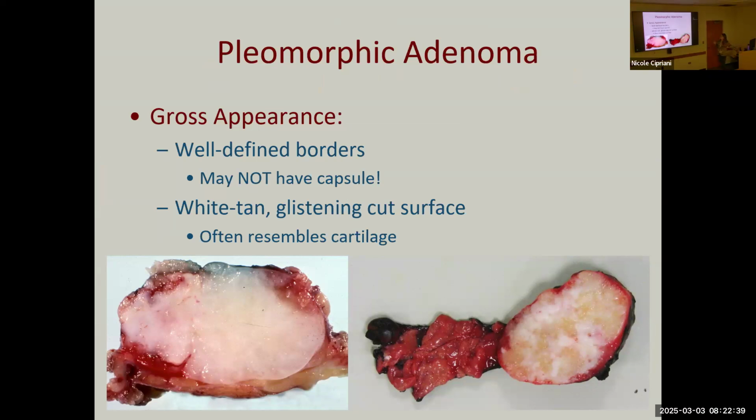All right, starting with the most common one, which is of course PA. And when you look at these on gross exam, if it's very chondroid stromal rich, it might just look like cartilage to you, which is expected because a lot of the stroma in PA is chondroid. There may or may not actually be a capsule, but the border should be very circumscribed.